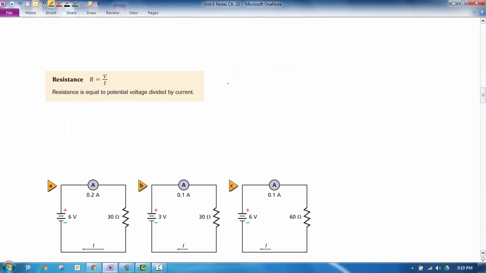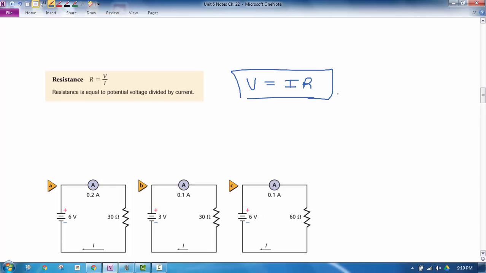Okay, this is probably the most important relationship of the unit. I like to write it like this: V equals IR. This is Ohm's law. And it's going to be the most simple relationship that we've had all year long, probably. It's a direct relationship between voltage, current, and resistance.